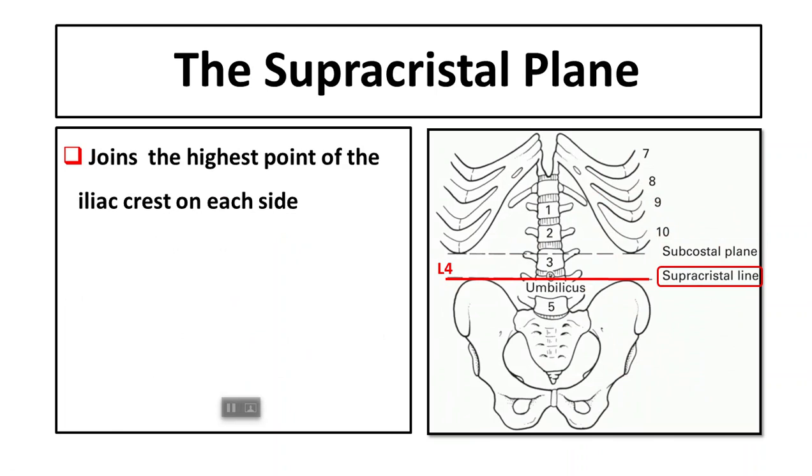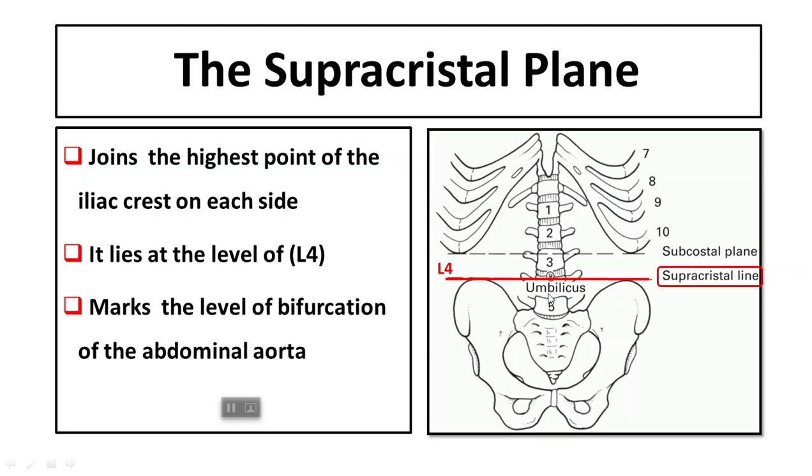Another important plane is called supracristal plane. This is the iliac bone or the ilium. This is the upper curved margin, which is called the iliac crest. Supracristal plane joins the highest point of the iliac crest on each side. It lies at the level of the fourth lumbar vertebra, L4. Marks the level of the bifurcation of the abdominal aorta, يعني انقسام الشريان الآبار إلى two common iliac arteries. Two common iliac arteries at this level.